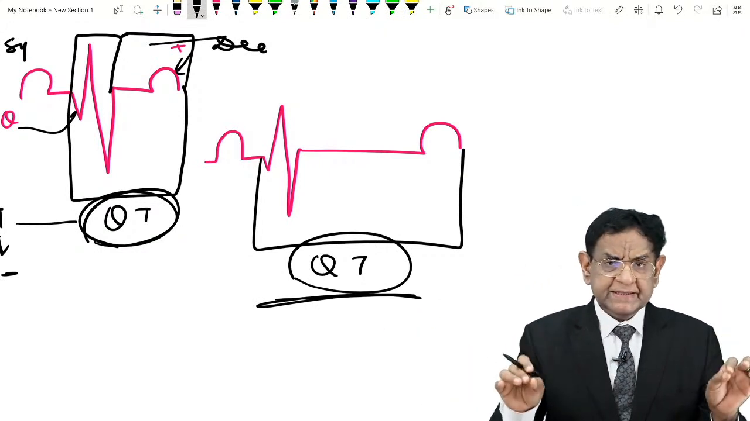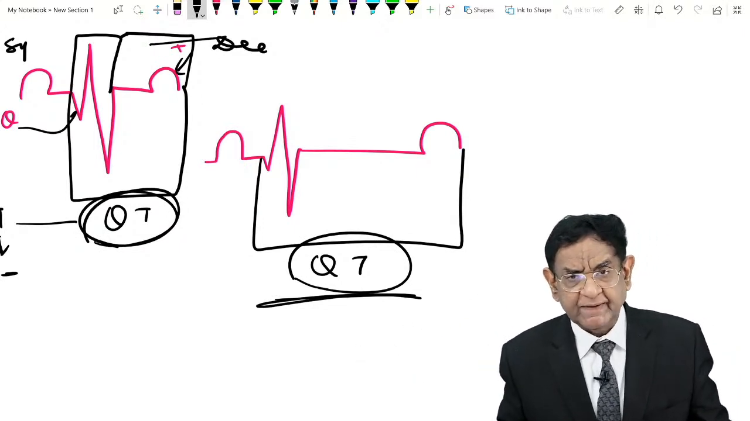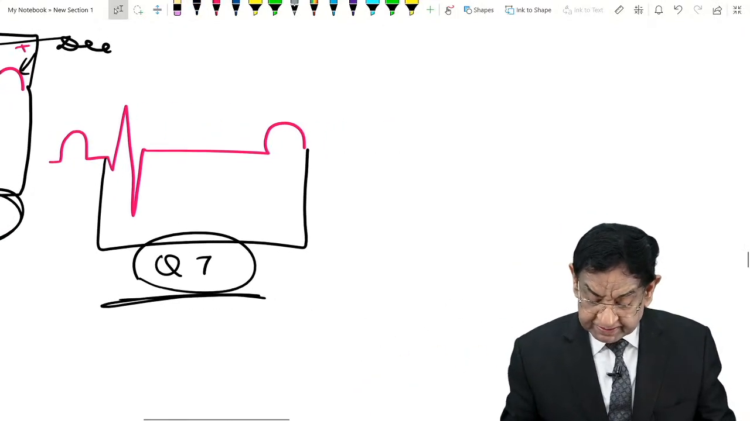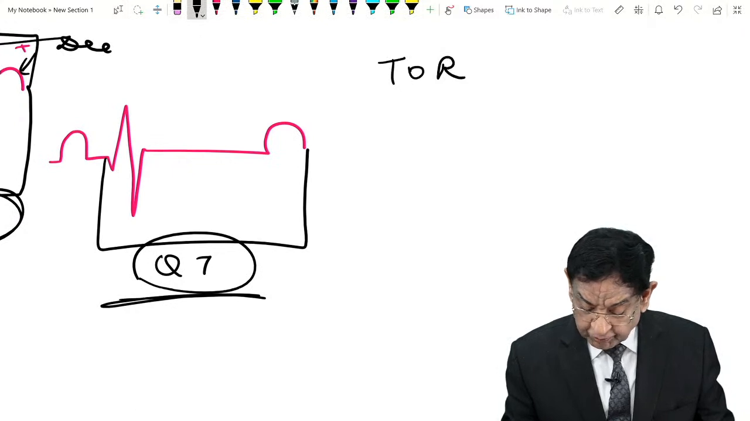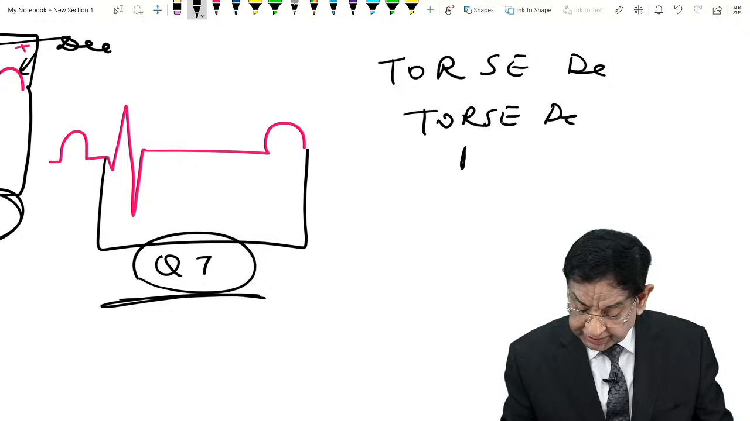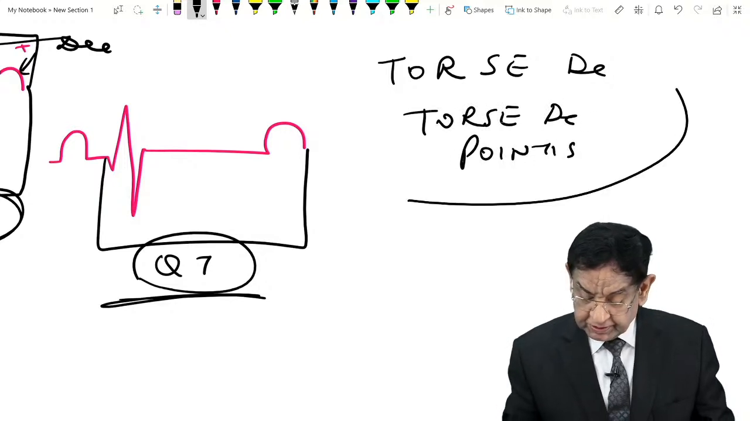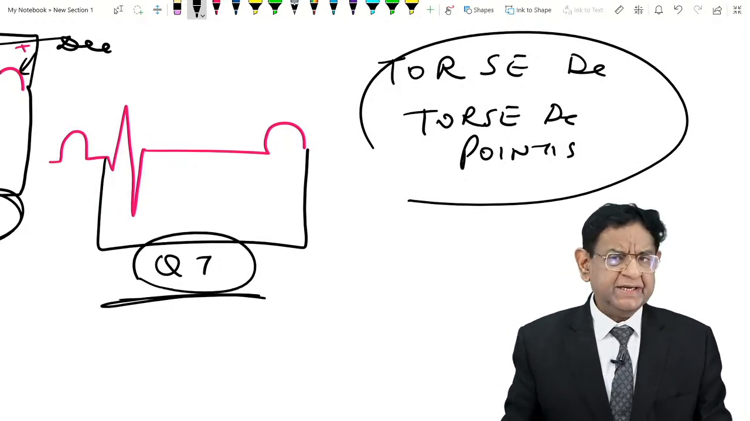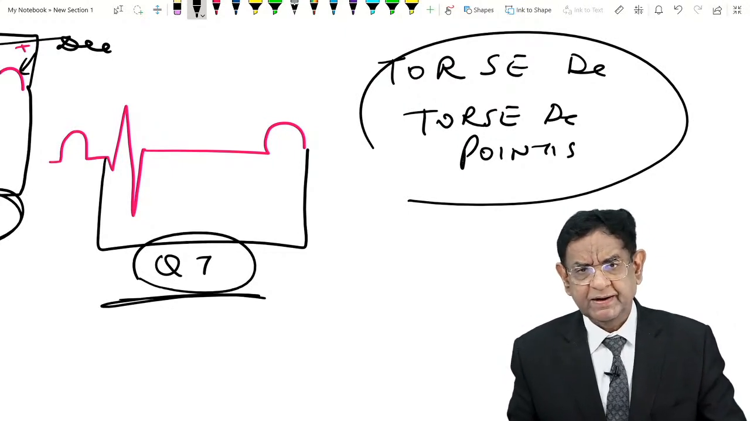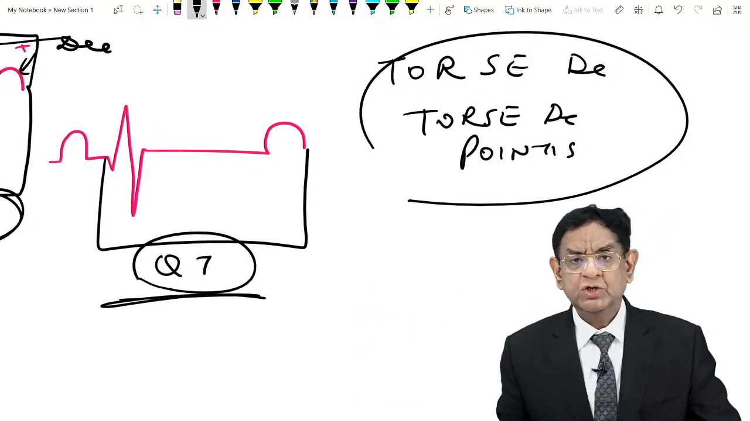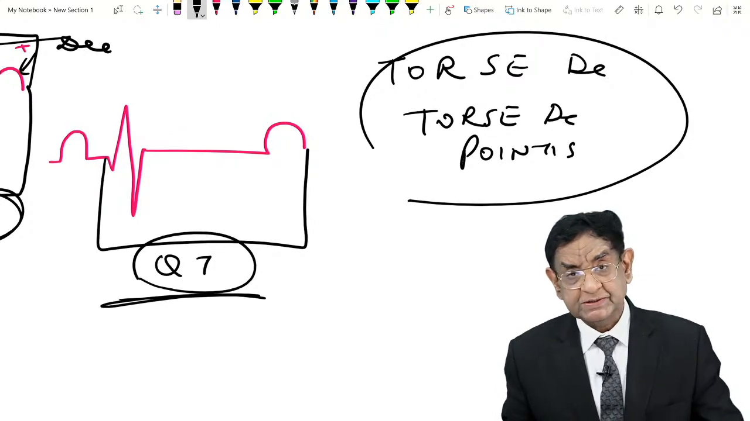Friends, anything which can lead to prolonged QT interval can lead to some arrhythmias. And the name of that arrhythmia is torsades. So as of now, note down that anything which leads to prolonged QT interval can induce a new type of arrhythmia, so-called torsades. Okay, that is basic.